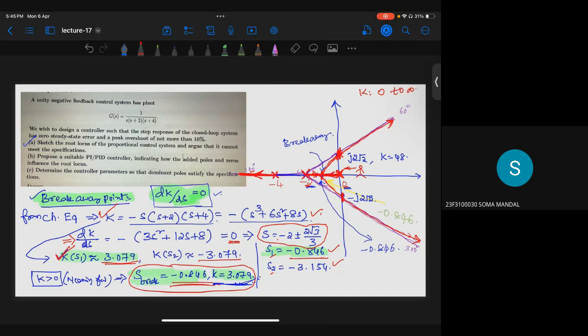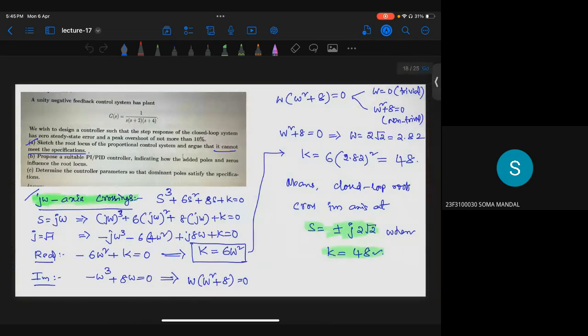So to find at what value of k the root locus is crossing, and what is that omega value here? The root locus is crossing at this point. If you wanted to calculate that, consider the same characteristic polynomial of your closed loop system. Substitute s equal to j omega because it is the j omega axis.